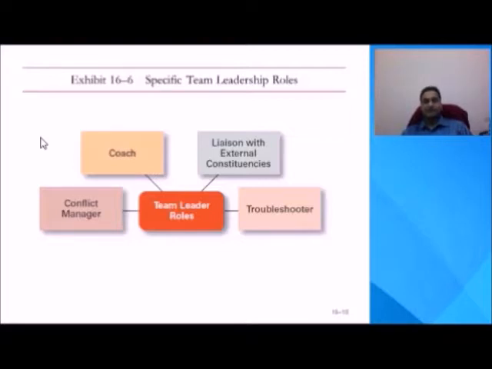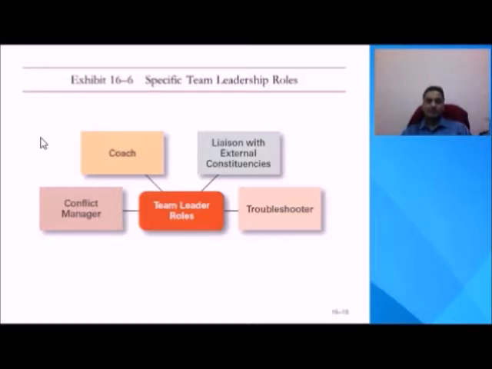One of the roles that you have to play is the role of a coach. Now you have to make sure that your followers are capable. You coach them. You are responsible to liaise with the external constituencies like your clients, your suppliers, your service providers. You should take up the role of a troubleshooter and a conflict manager. So when you are looking at yourself as a person who is leading a team, then you have to do these specific functions to make sure that the team is effective.